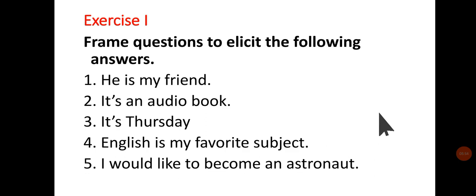Next, I would like to become an astronaut. So what is the question that you can ask here? What would you like to become in the future, or what would you like to become? I want to become an astronaut.